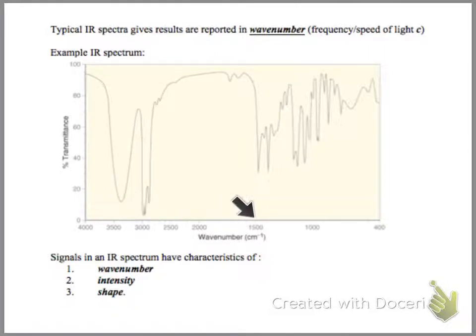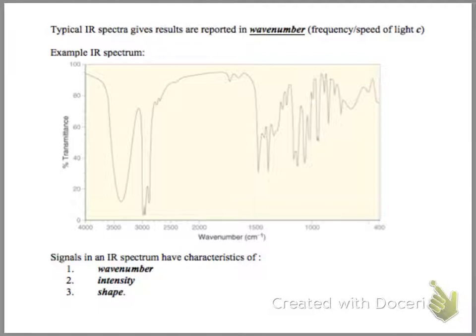The scale that's used along the bottom is called wave number, which specifically is frequency divided by the speed of light, and that's probably used because it gives numbers that are really easy to use. It goes from 400 on the far right, that's the lowest energy, up to 4,000 on the far left. So the energy goes up as we go to the left.